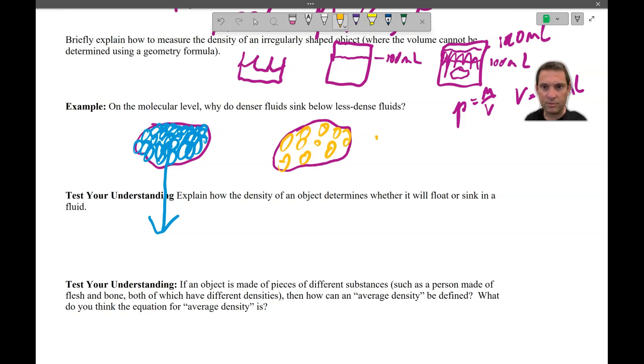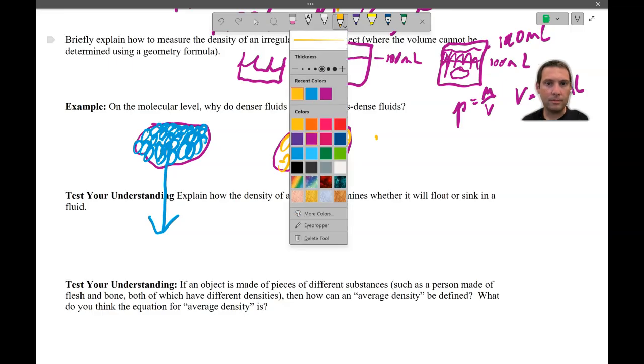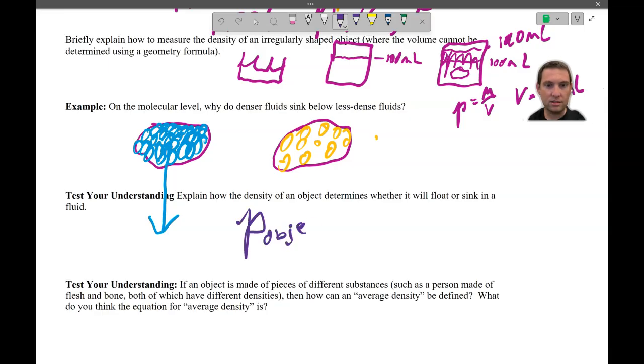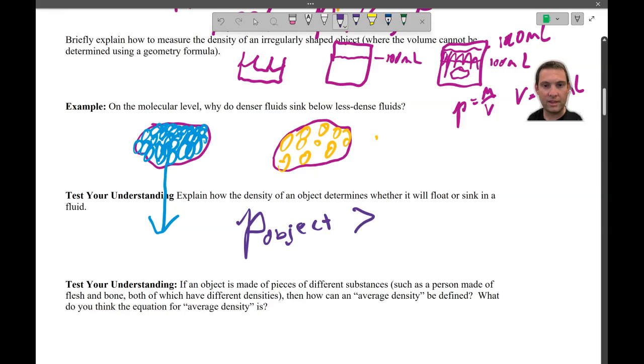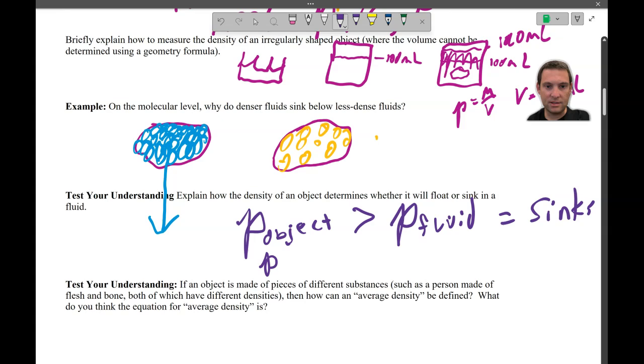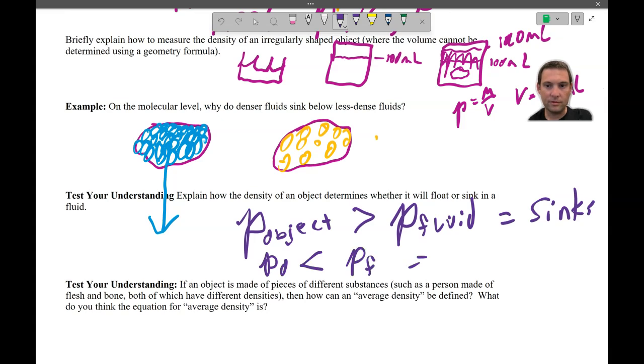Explain how the density of an object determines whether it will sink or float. I think I just did that, yeah? I guess we can write it out. If the density of the object is greater than the density of the fluid, it sinks. If the density of the object is less than the density of the fluid, it floats.